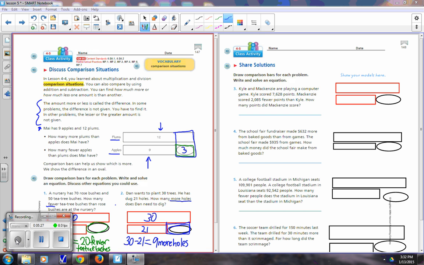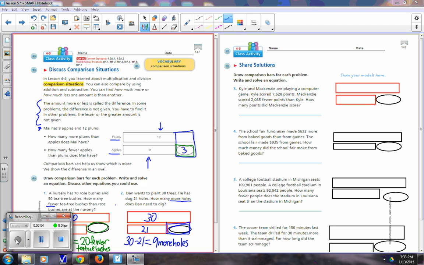So these are bigger numbers on this page, on page 148. Kyle and Mackenzie are playing a computer game. Kyle scored 7,628 points. Mackenzie scored 2,085 fewer points than Kyle. How many points did Mackenzie score?